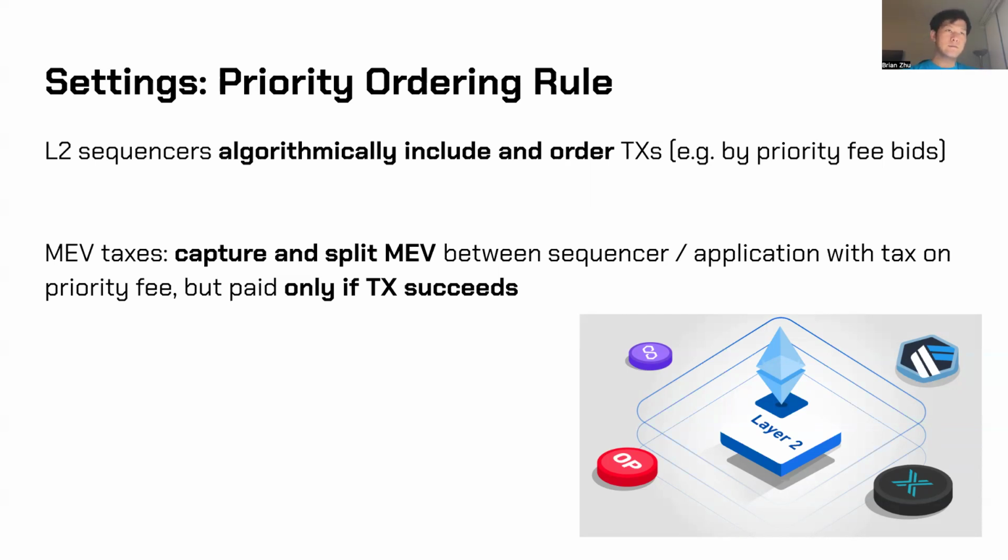And also on L2 sequencers, another up and coming feature is something called MEV taxes. MEV taxes are designed to capture and split MEV between sequencers and applications. And they do so by imposing a tax on the priority fee, but this is paid only if the transaction succeeds.